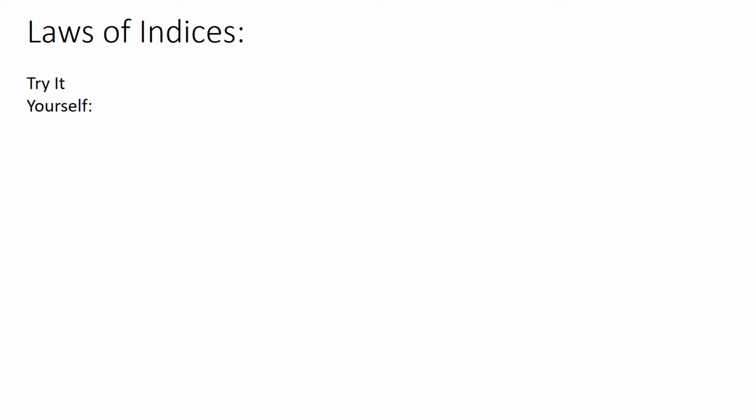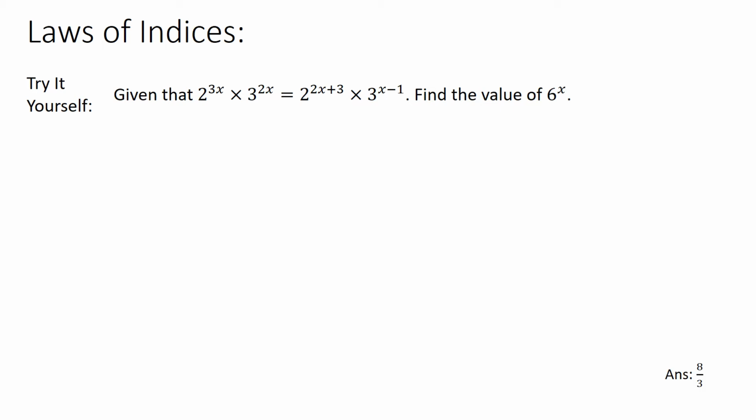Here is another similar example that you can try yourself. Given that 2 to the power 3x times 3 to the power 2x equals 2 to the power 2x plus 3 times 3 to the power x minus 1. Find the value of 6x. You can pause the video and try to do it yourself. The answer is 8 over 3. Do you get the answer correctly?